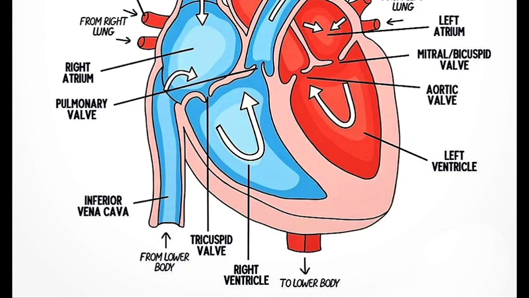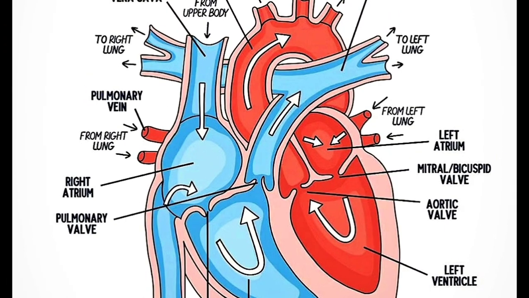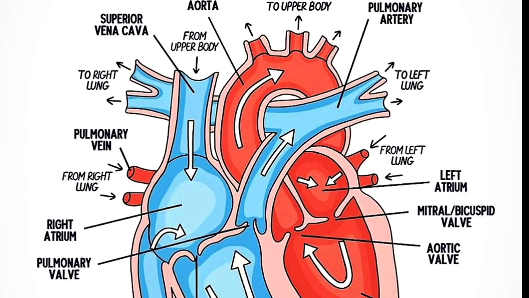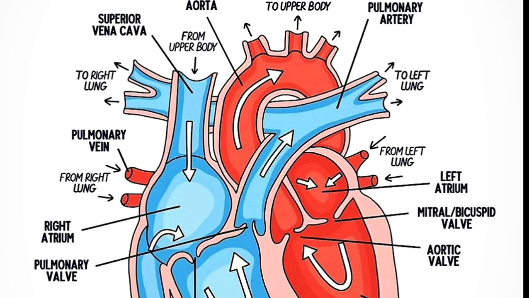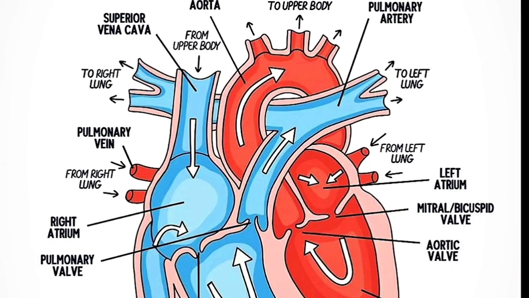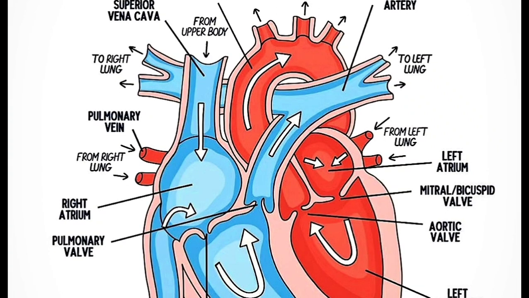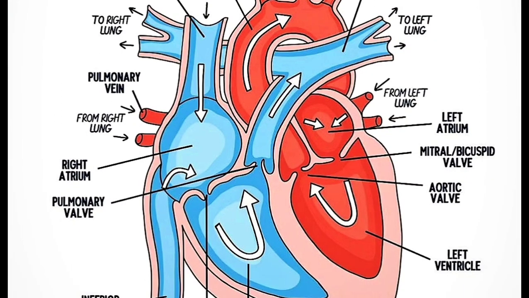So now the right ventricle pumps blood into the pulmonary arteries, to the left lung and to the right lung. These are called pulmonary arteries because they carry deoxygenated blood. So now after you understand this, did you notice the pulmonary valve between the right ventricle and the pulmonary arteries?